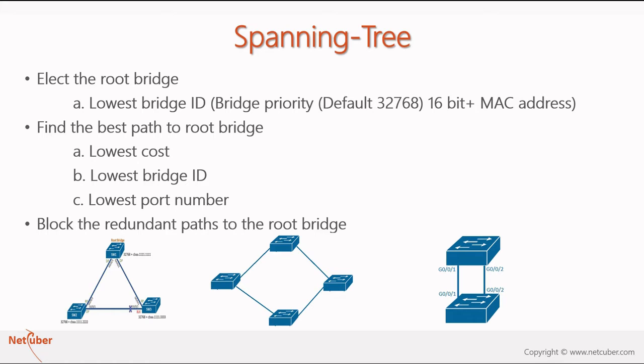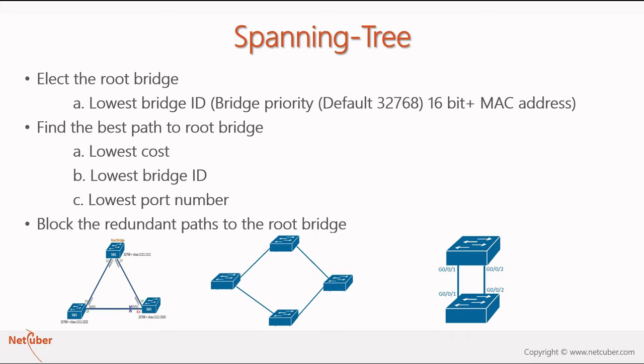Second step, find the best path to the root bridge. How does it work? There are three steps involved in it. First, lowest cost, then lowest bridge ID, and then lowest port number. How is that? Lowest cost: every link has a different cost. In the first scenario, which I have illustrated, there is a gig Ethernet link, which has a cost of 4. So imagine that after root bridge selection, a switch wants to reach the root bridge. It checks multiple paths, and it checks in each path how much cost is involved to reach the destination, which is the root bridge.